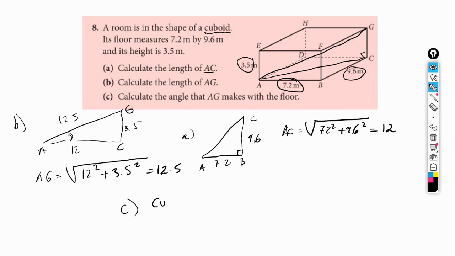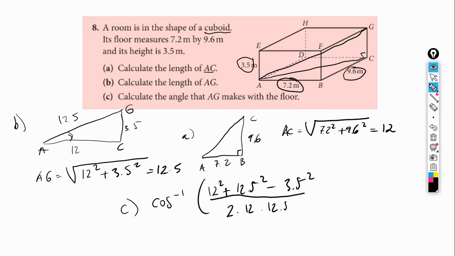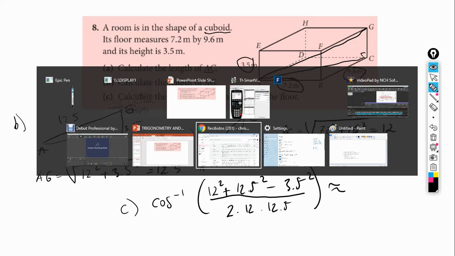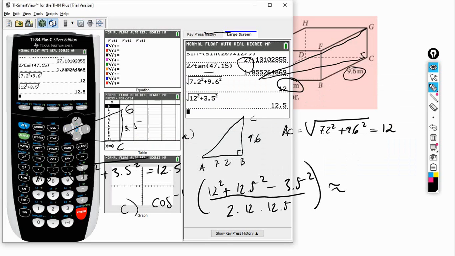So let's think about inverse cosine of 12 squared plus 12.5 squared minus the opposite side squared, 3.5 squared, and all of this divided by 2 times 12 times 12.5, and we're going to do the inverse cosine of this. So this would be approximately the angle. Let's go get the calculator again. And let's plug this in.